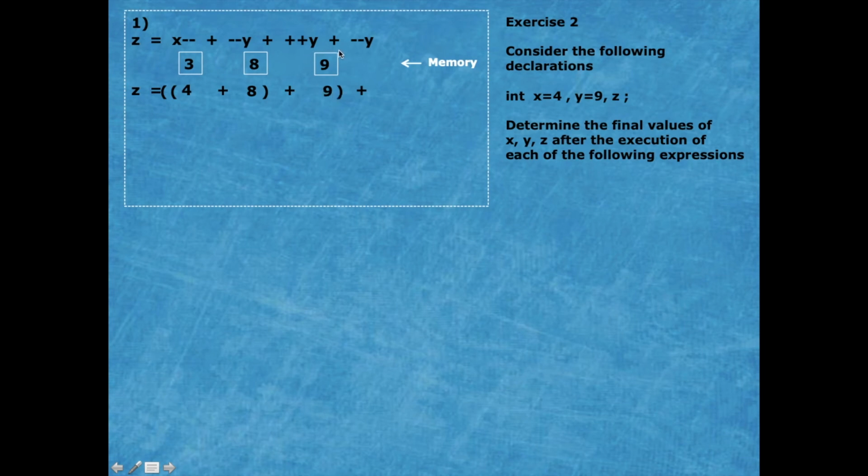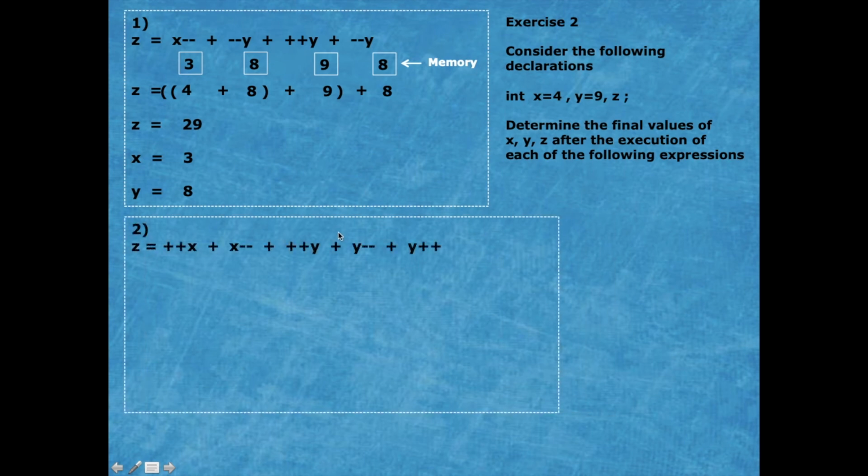Now again, I move further towards right, minus y, okay, y becomes equal to 8, and use that value over here. So finally, z is equal to 29, the addition of all this. What is the value of x? It is 3, and y is equal to 8. Okay, so now let's do one more. Again, I suggest you pause the video and solve it on your own.